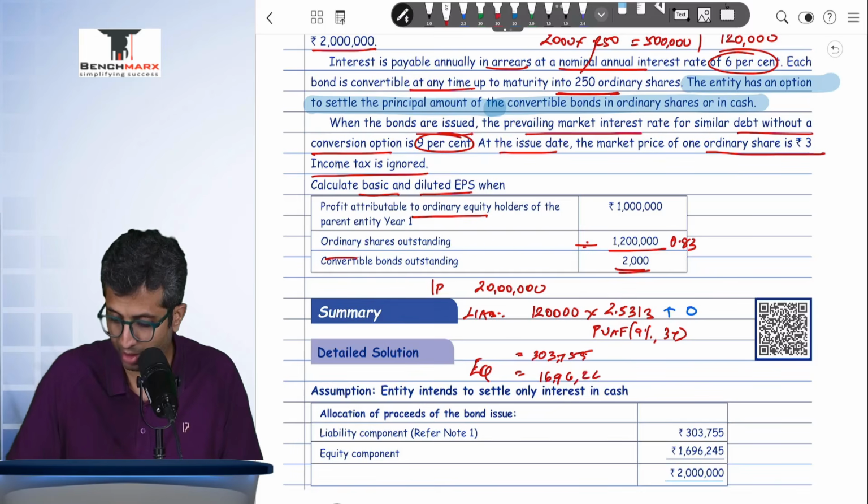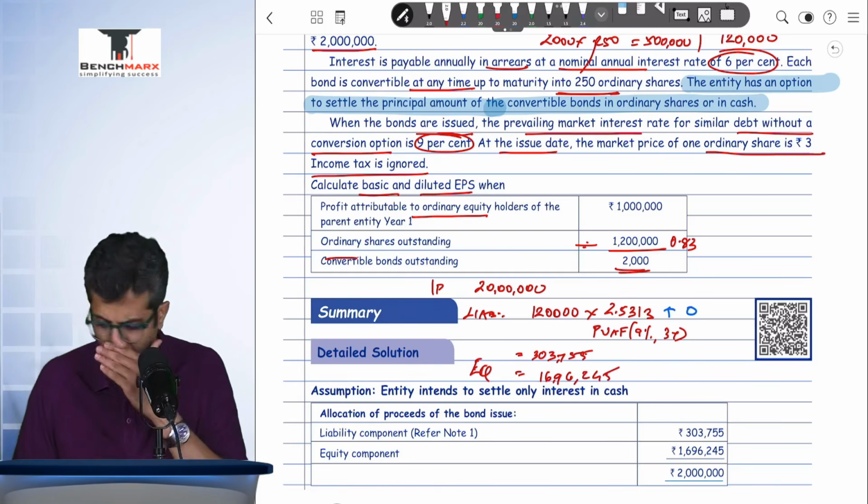For academic completion, you can even find the equity component. But remember, this is just for academic completion, because equity component is not going to be used anywhere, and hence this will be 20 lakhs minus 303,755, and hence this will be around 16,96,245.